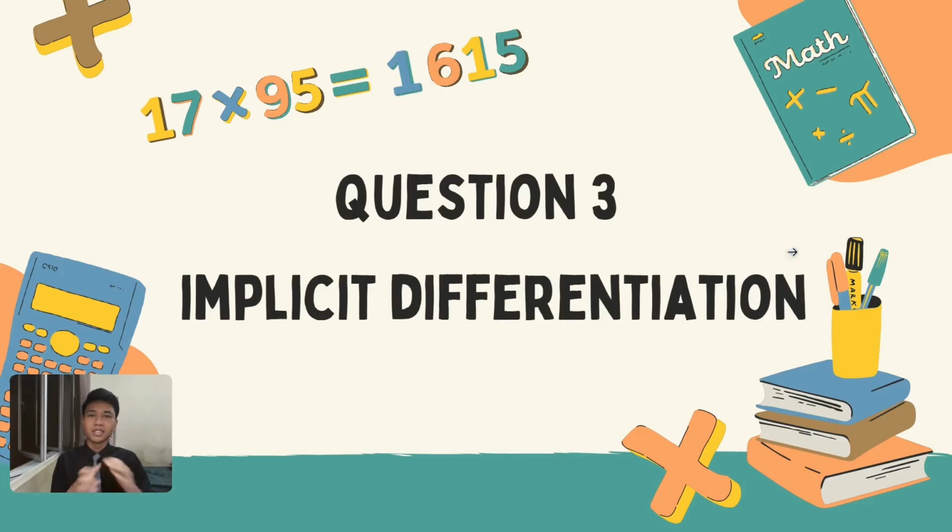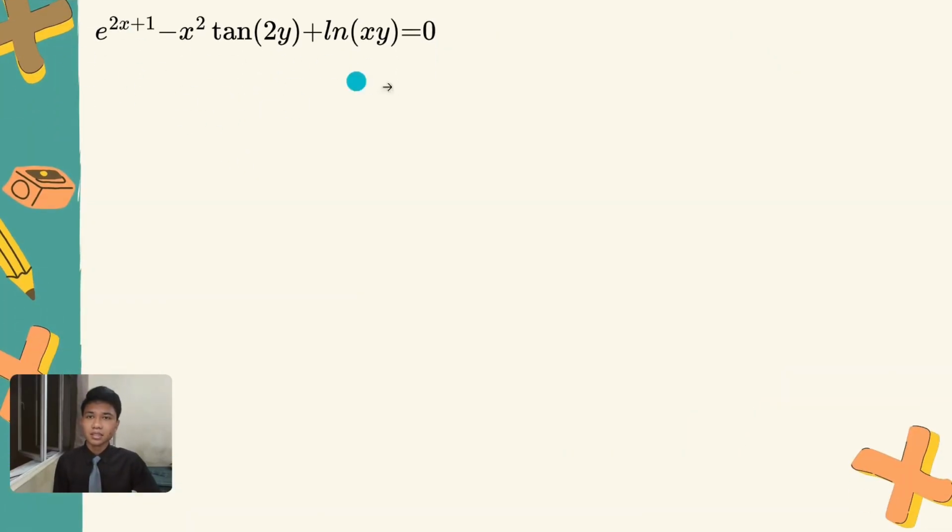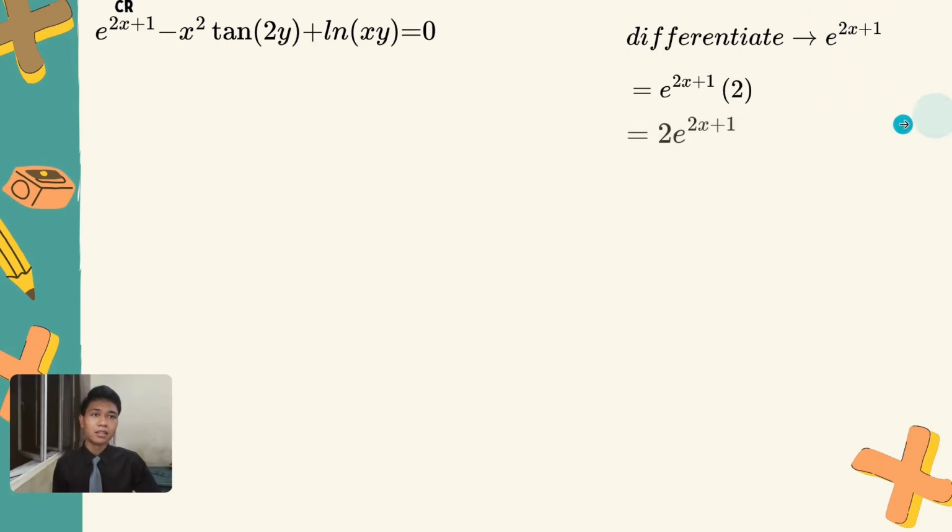Alright, now it's time for question 3, implicit differentiation. This is the question. The first thing we need to do is to differentiate the first expression, e to the power of 2x plus 1. We need to use the chain rule here, differentiate the outer layer first, and the inner layer later. And we get 2e to the power of 2x plus 1 as the answer.